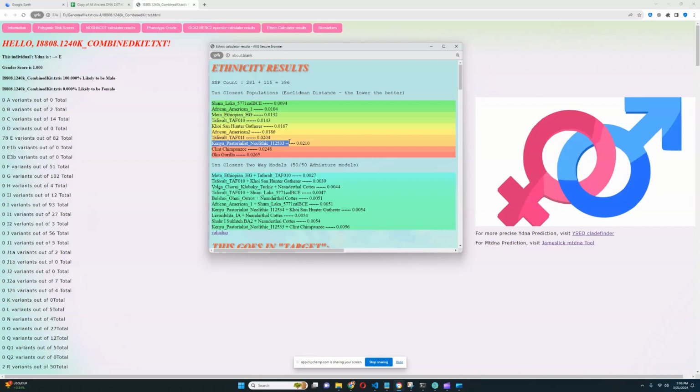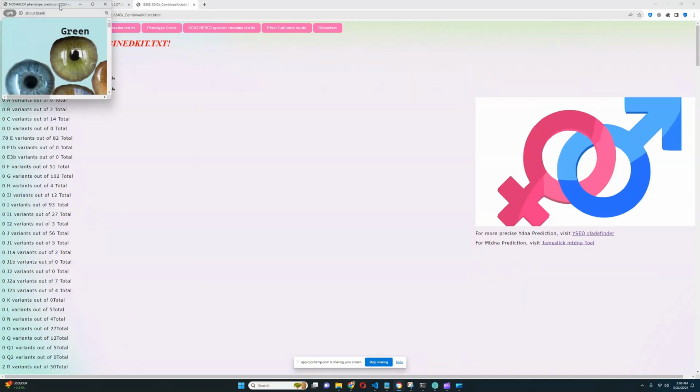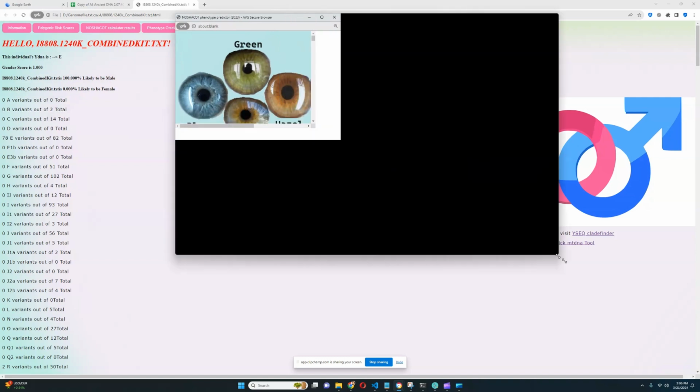Followed by that is Kenya Pastoral Neolithic I12533. So he's very, very distant to this Kenyan Pastoral Neolithic, and he's very, very similar to Shamlaka. So he's definitely very sub-Saharan African, and he does not have this Natufian admixture that is very signature for Kenyan Neolithic pastoralists, which is very interesting. So in terms of the phenotype and what he looks like, let's explore that a little bit right now.